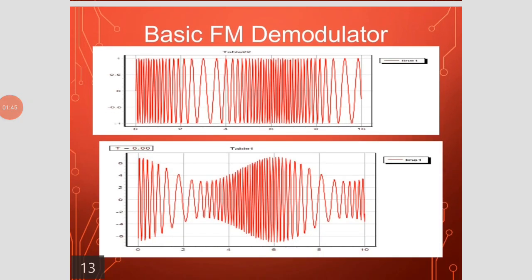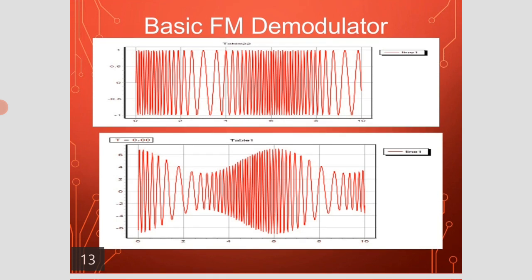The basic FM demodulator circuit is as shown in the slide. In this slide, firstly, the frequency will vary. In the positive half cycle, the frequency is large, and in the negative half cycle, the frequency is low with respect to the carrier signal. The second waveform is amplitude modulation. In the positive half cycle, the amplitude of the modulating signal is high, and in the negative half cycle, the amplitude of the modulating signal is low. As shown in the slide, the FM demodulator shows AM and FM waveforms.